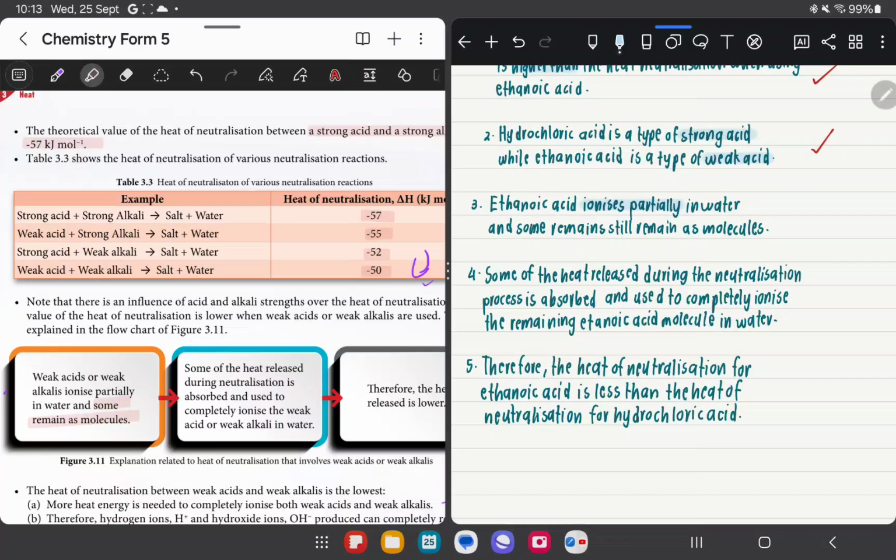Okay, then this point is a must, kena ada. Some of the heat released during the neutralization is absorbed back to ionize the remaining ethanoic acid molecules in water. Don't ever forget the ionization only can happen in water, so don't forget the word water when you talk about ionization. When people ask where does acid ionize, where does alkali ionize, everything should ionize in water. If you say ionizes completely but you don't mention water, it's wrong. Memang salah. Kena beritahu the exact location, where does it ionize.